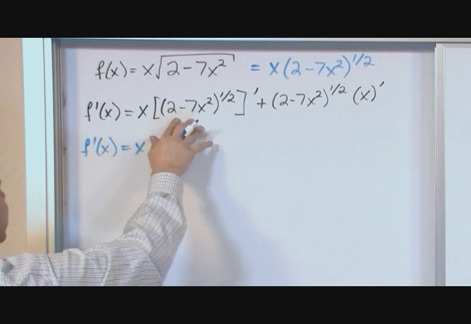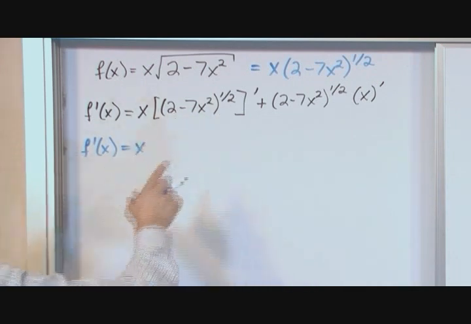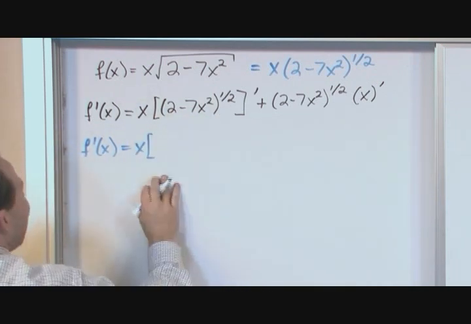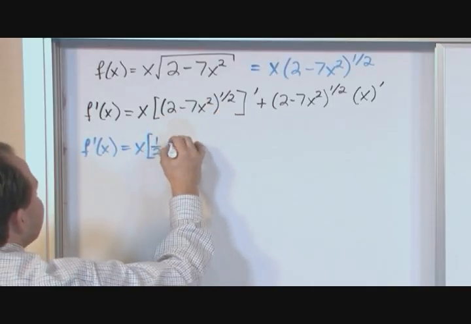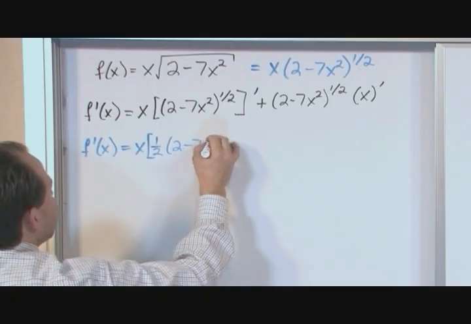Well, when we're here, we have this nested function going on, so we have to use the chain rule. So what you're going to have, the outer function is this exponent. So you'll have 1/2. The inner guy is going to stay the same, just like we've been doing in the other problems.